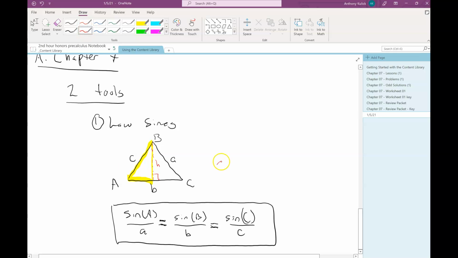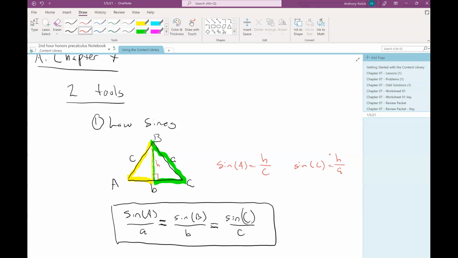So if I look, I have a right triangle here. Yes? So I could say that sine of A is equal to opposite over hypotenuse. And I have a right triangle here, and I can do the same thing. I can say sine of C is equal to opposite over hypotenuse. I can then get these two equations both equal to h. So the first equation, I multiply both sides by c. And the second equation, I multiply both sides by a.